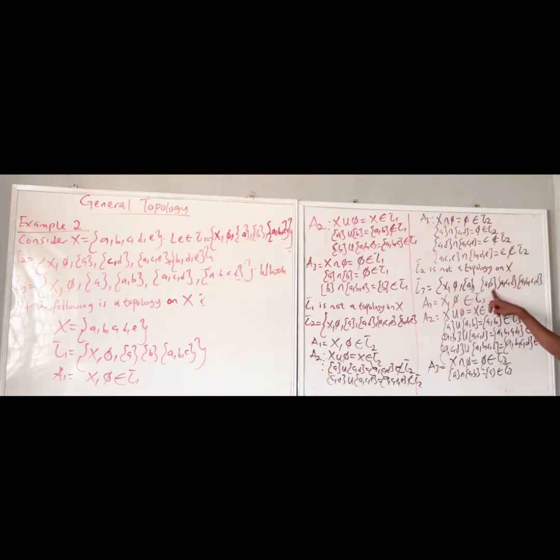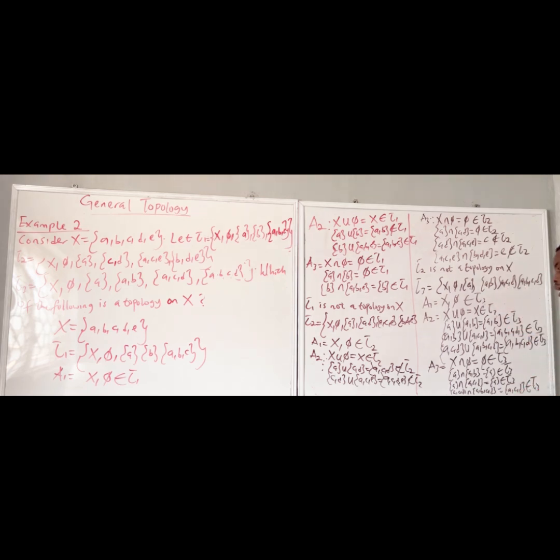We have taken A and AB. We consider AB and ACD. AB intersection ACD, the common element is A. So A is a member of Tau 3. So we now consider ACD and ABCD. ACD intersection ABCD, the common elements: A is here, A is here, C is here, C is here, and D is here. The common element is ACD. Can we find ACD here? Yes, we can find ACD as an open subset.